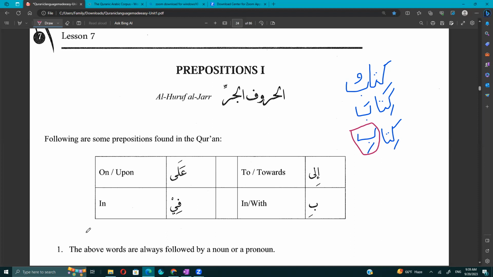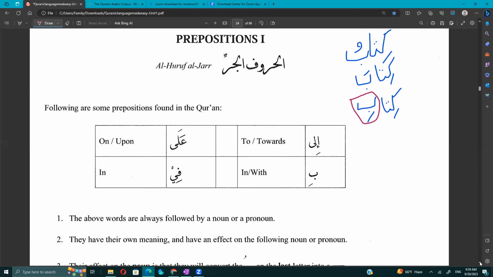Okay, so there are two sets of prepositions. We are learning the prepositions part 1. That is ila, to or towards. Ala is on or upon. Bi is in or with, and fi is in. Okay, the 4 prepositions which we are learning are ila, ala, bi, fi. Repeat after me 3 times. Don't unmute yourself because there's disturbance. Ila, ala, bi, fi.